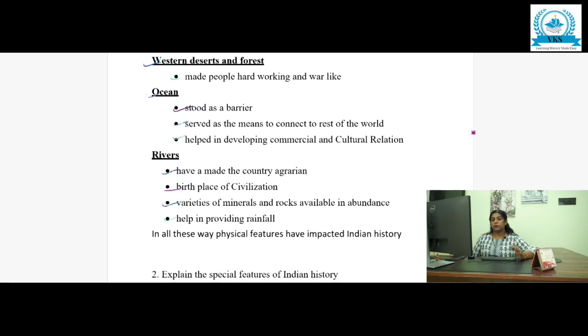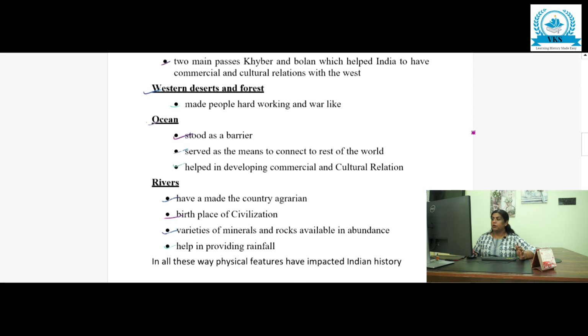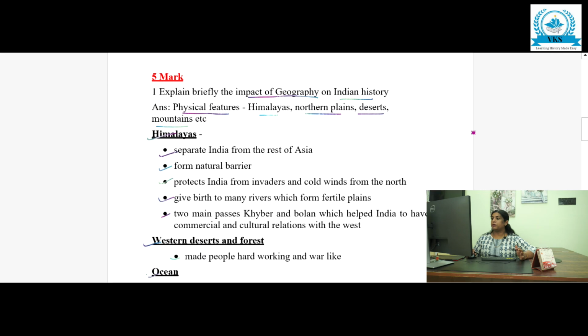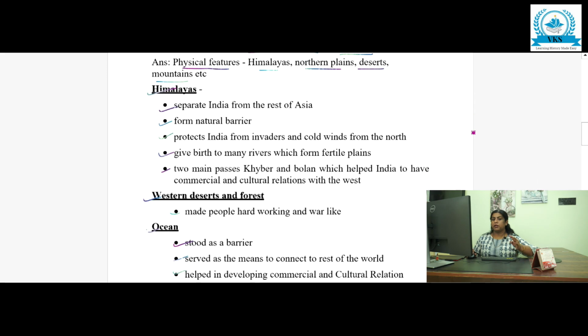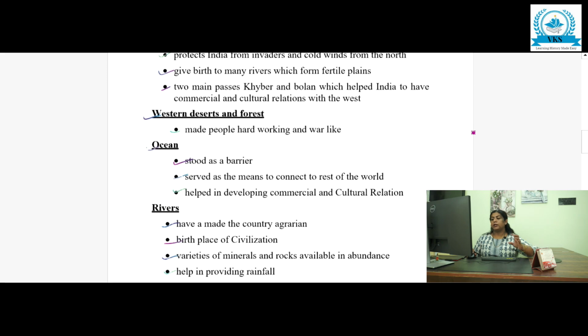And finally, you can conclude with a sentence: in all these ways, physical features have impacted Indian history. So when the question comes, impact of physical features on Indian history, the main points which you should remember are, first Himalayas, western deserts and forests, oceans and rivers.